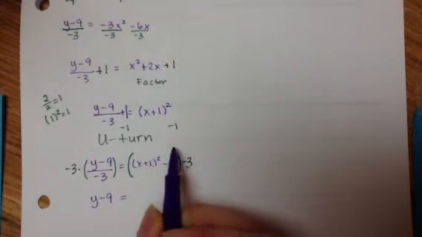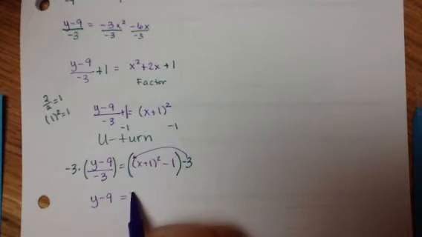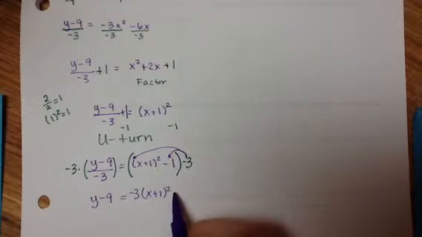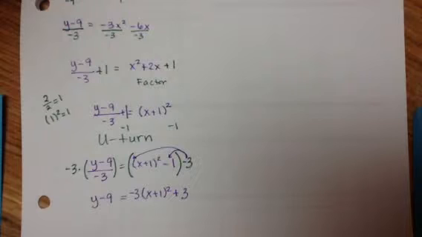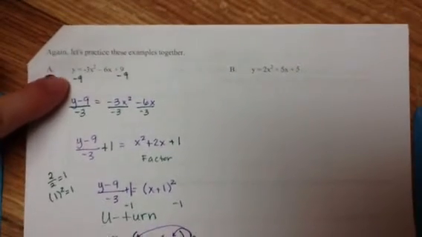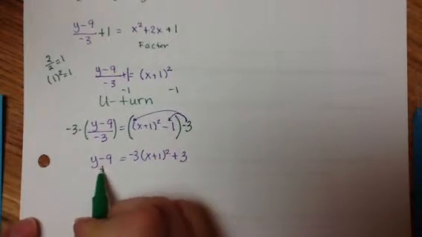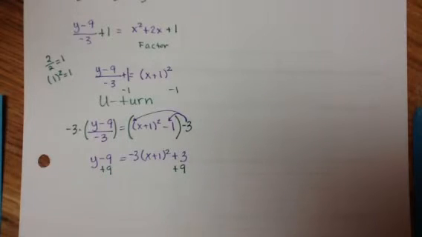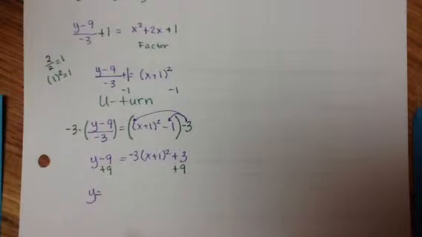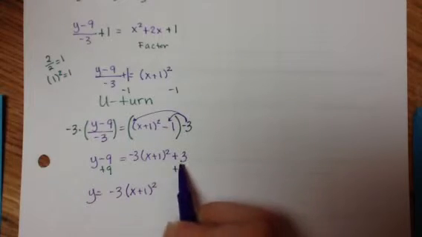On the right side, I'll distribute that -3 in, so I'll have a -3 in front of that parenthesis, -3 x plus 1 squared, and a -3 times -1 gives me plus 3. Then back up to the very first step I did, which was subtract 9 from both sides. So the last thing I'll do is add 9 to both sides, and I end up with y equals -3 times x plus 1 squared, and then plus 12.